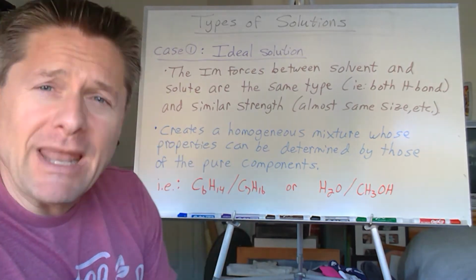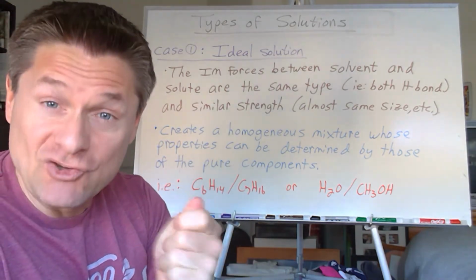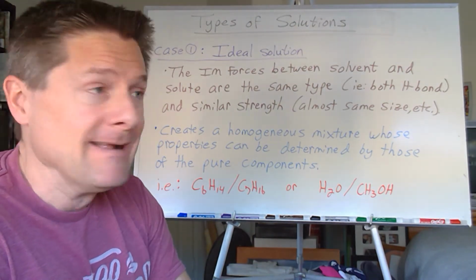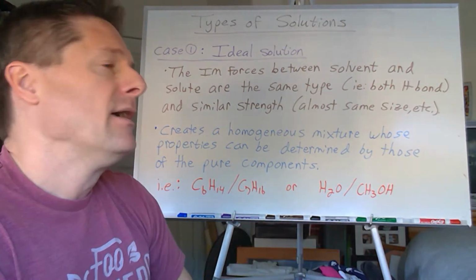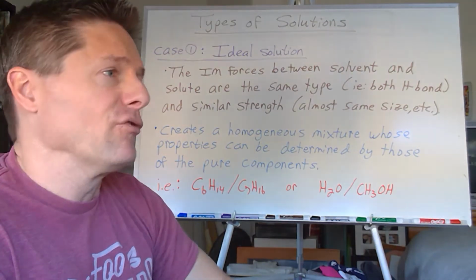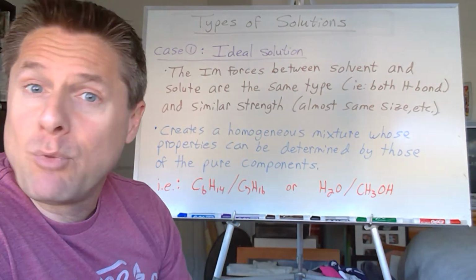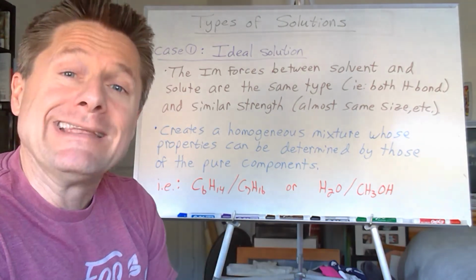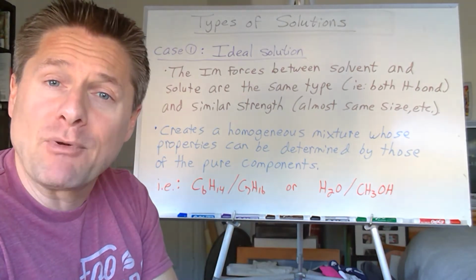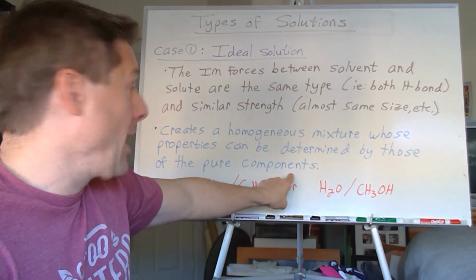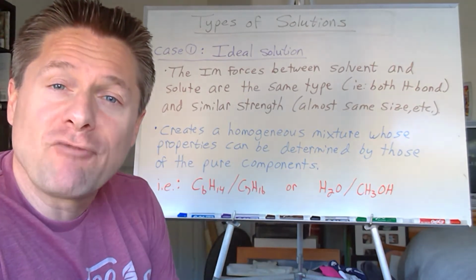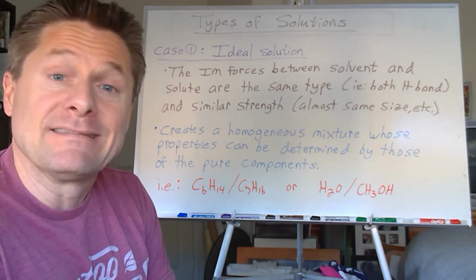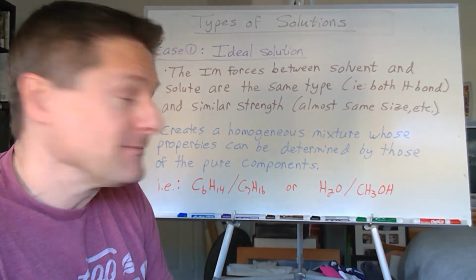What's special about ideal solutions is the properties, which is what we're after later. We're going to spend a lot of videos on solution properties: vapor pressure, osmosis, freezing point depression, boiling point elevation. We're going to get into all these things. For ideal solutions, we can actually predict changes in those properties based on the properties of the pure components. For the other 3 cases, we won't be able to do that. There would be some severe percent errors.